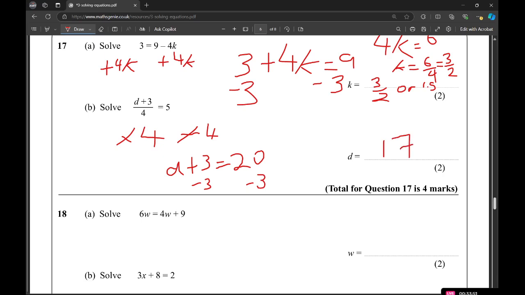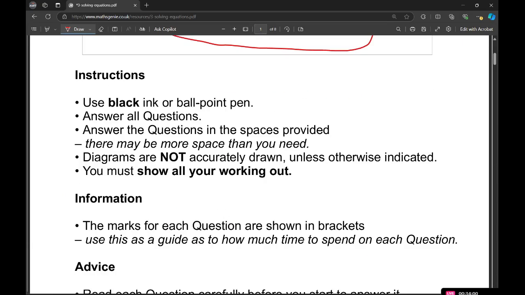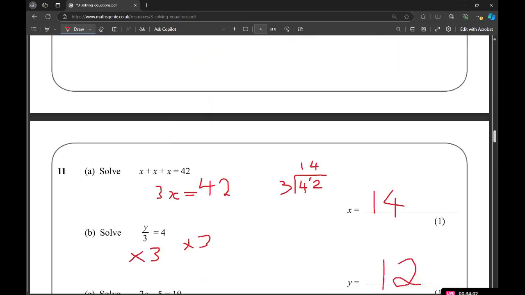Ruby, this is actually from Maths Genie, looking at solving equations for grade 4 and grade 5, the crossover topics for higher and foundation.